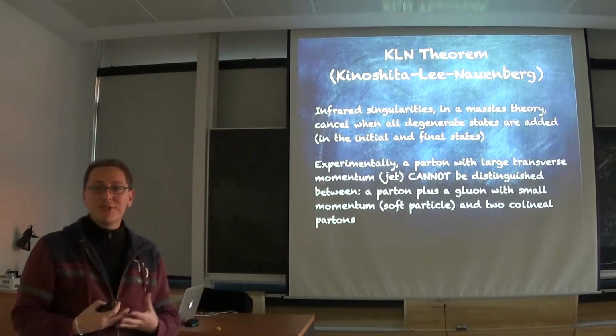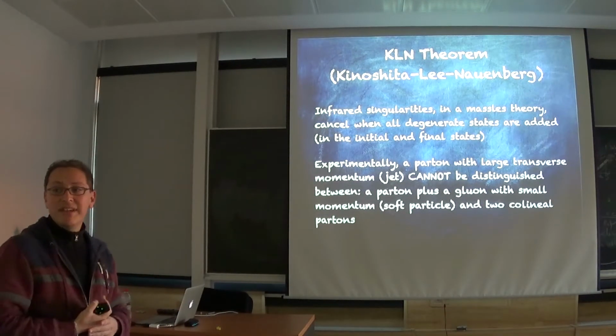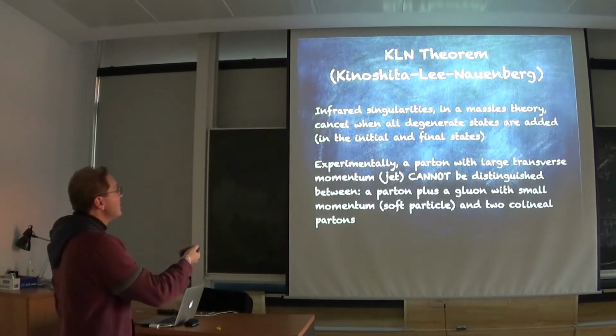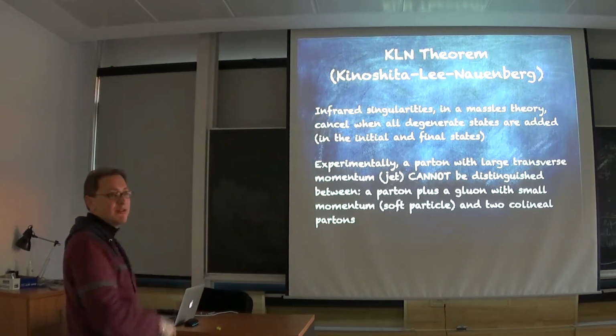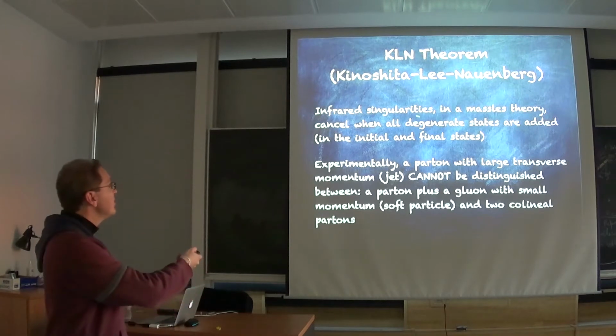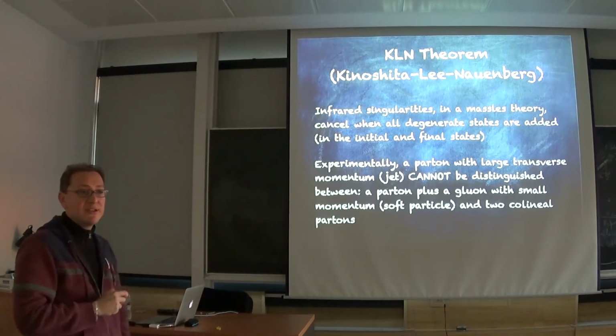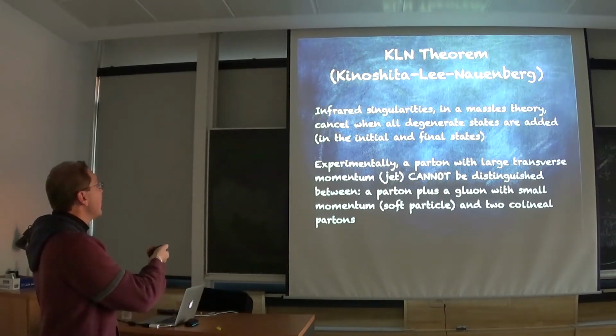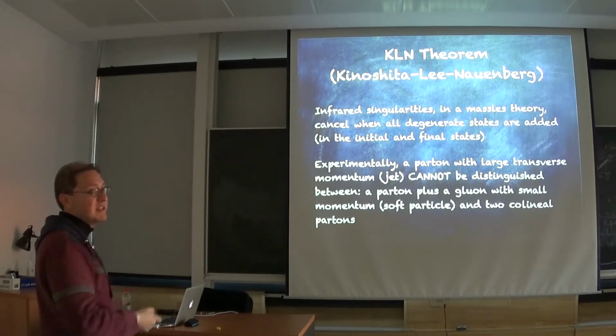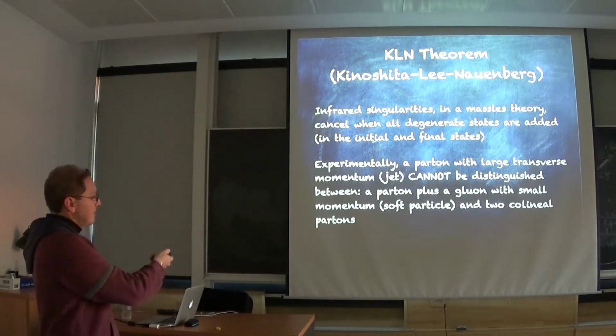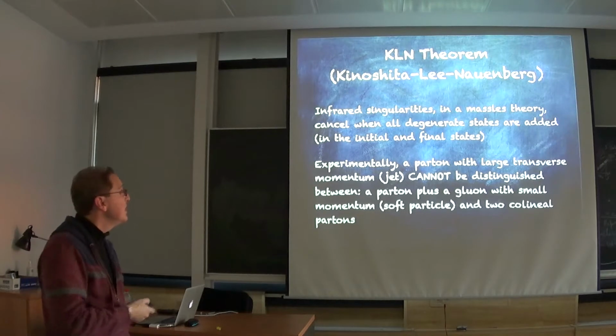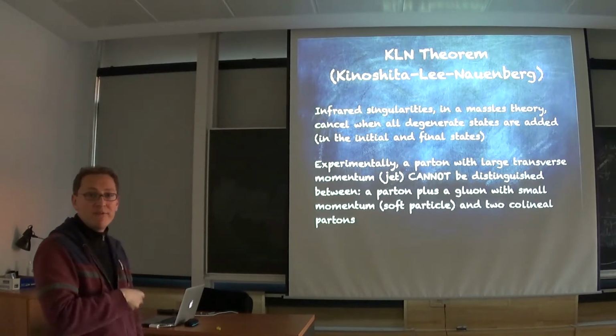So, is this cancellation just luck? The answer is no. All the singularities in a massless theory, this is known by the KLN theorem, all the singularities that you find in a massless theory, like QCD, cancel when all degenerate states are added. The degeneracy could be in the initial and in the final state. You have to add all of them.